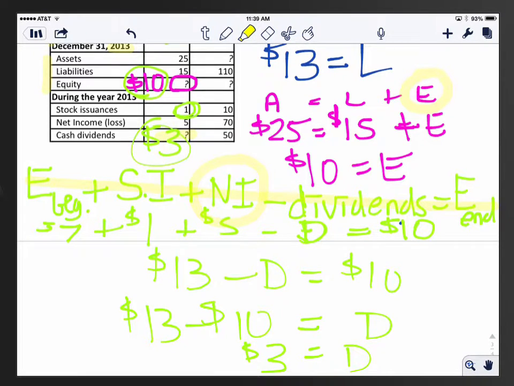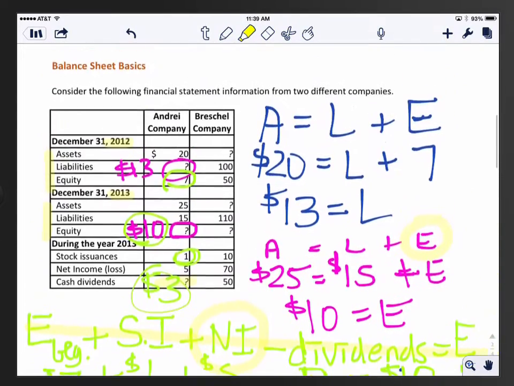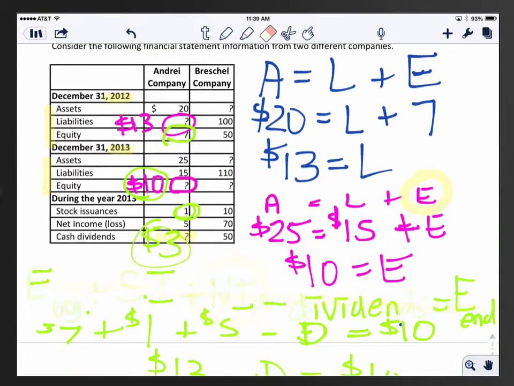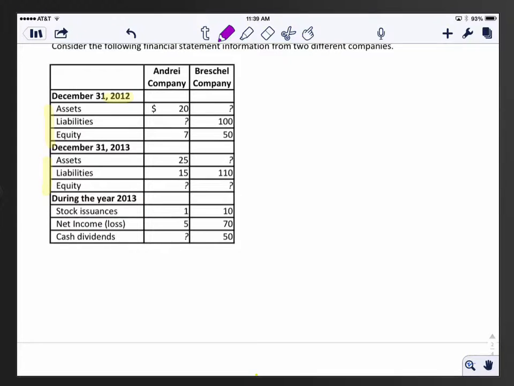So let's go back up and solve the next one, which is Breschel Company. So I'll give myself a blank slate here. Breschel Company, we have the same kind of thing going on. We have a missing item here. We have two missing items here. No missing item in the bottom. So we have three missing items again, but they're distributed a little differently.